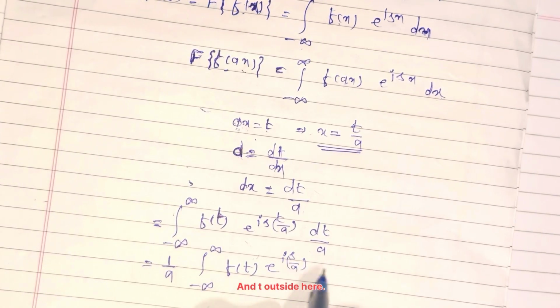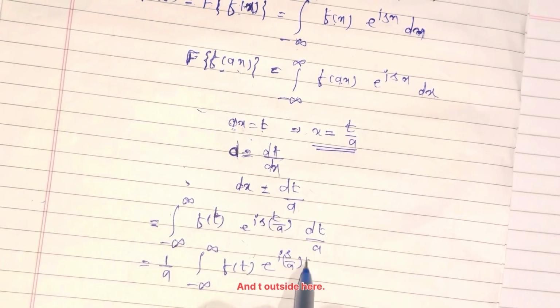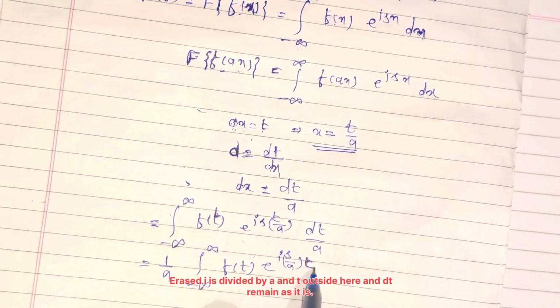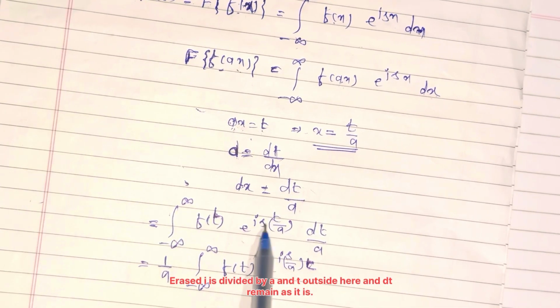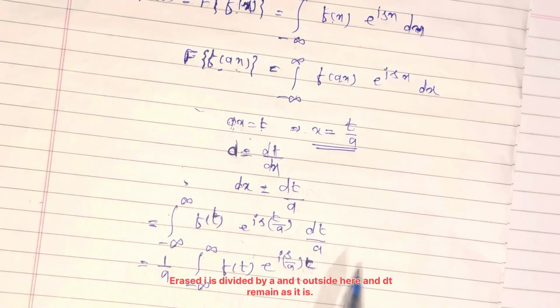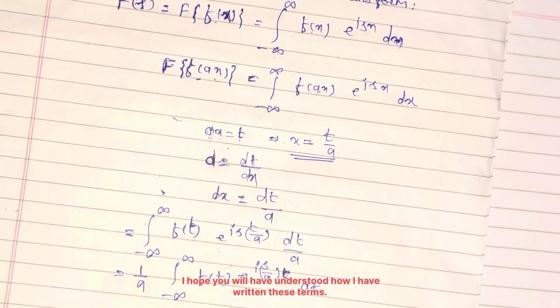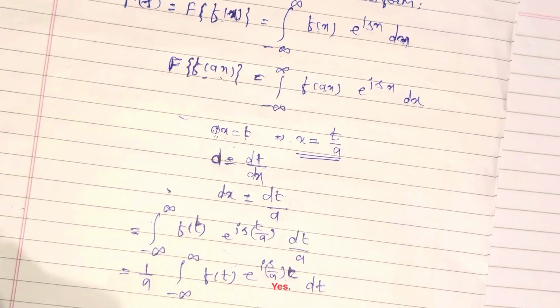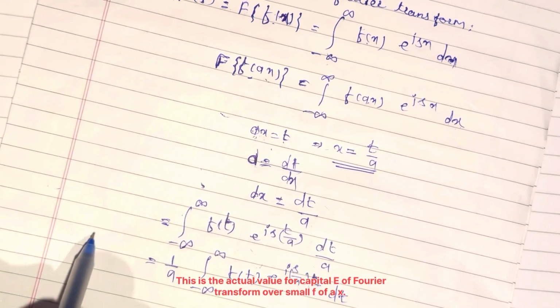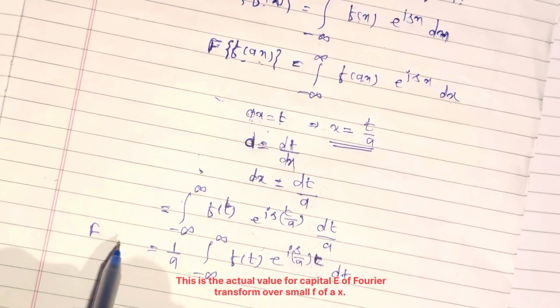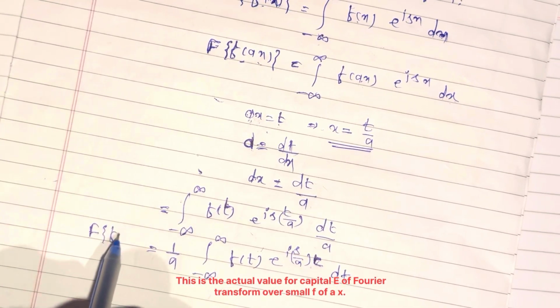Okay, e raised to i s divided by a, and t outside here, and the dt remains as it is. I hope you all have understood how I have written these terms. Yes, this is the actual value for capital F, the Fourier transform over small f of ax.